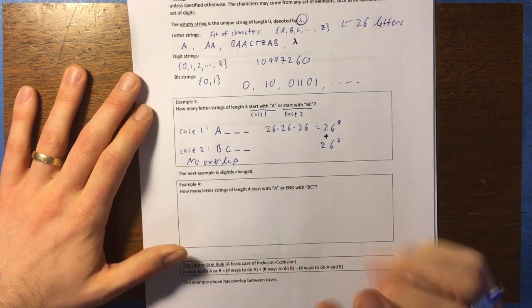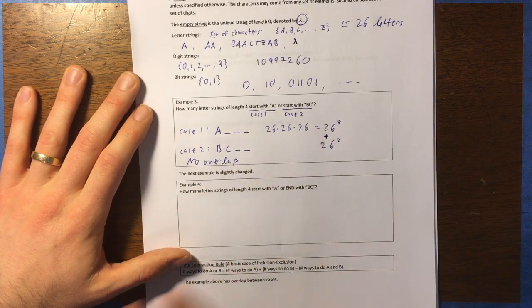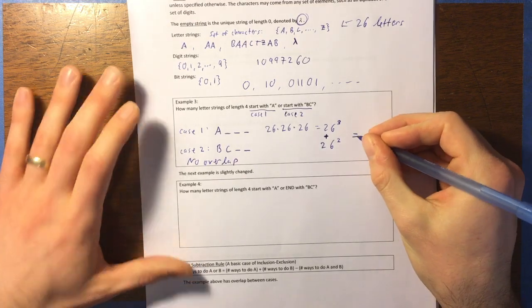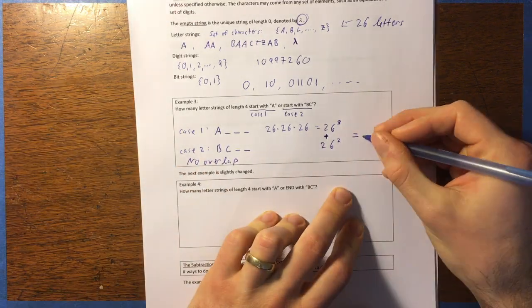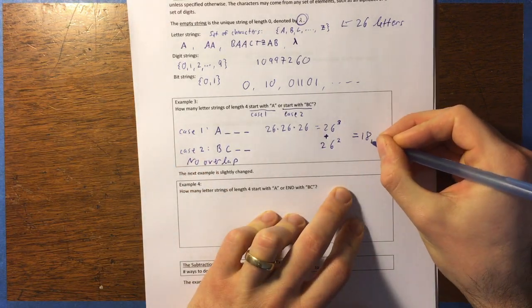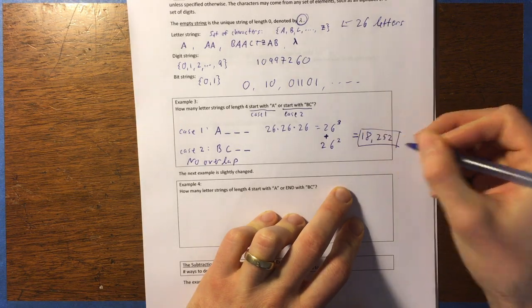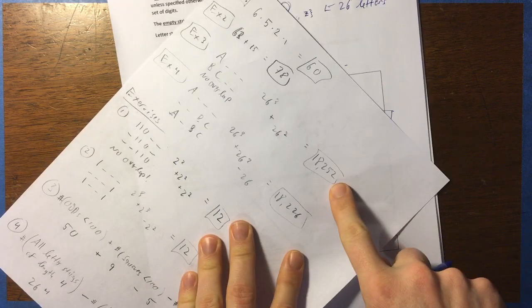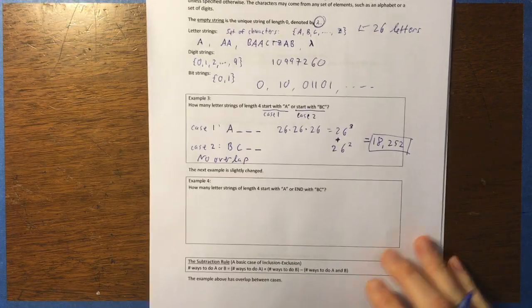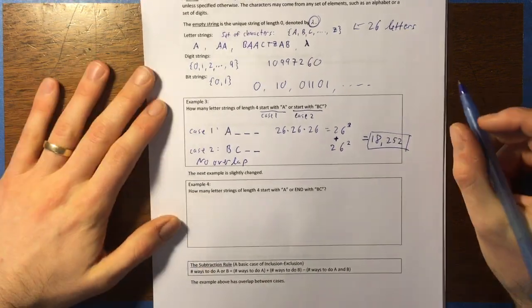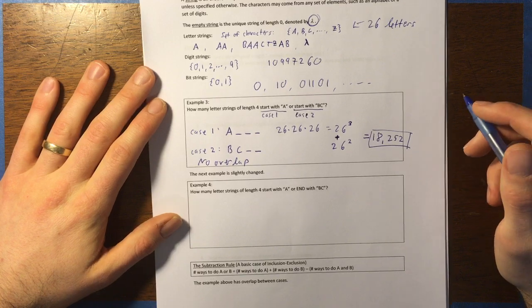So that means that my sum rule applies, and I can add these numbers together, and so my answer here is 18,252. And I'm not doing that in my head, of course. I have my notes over here. See? It's right there. I'm not a wizard. All right, so that's example 3.